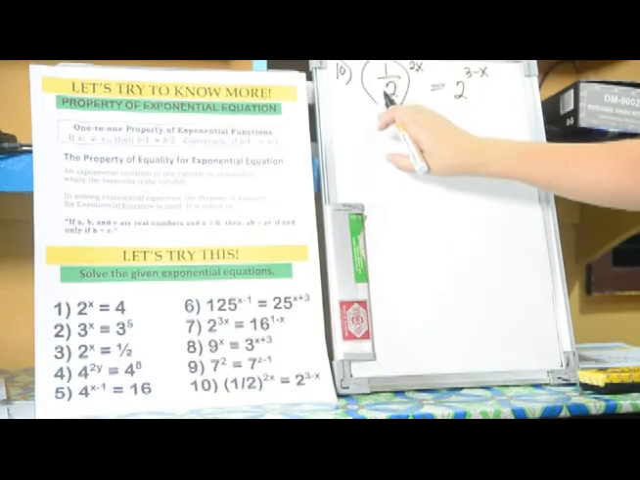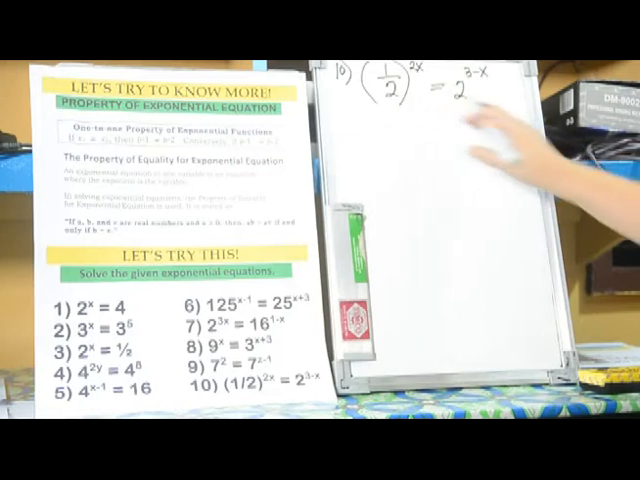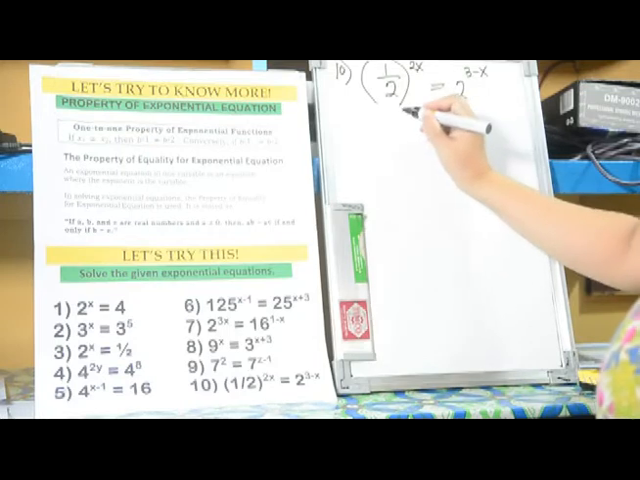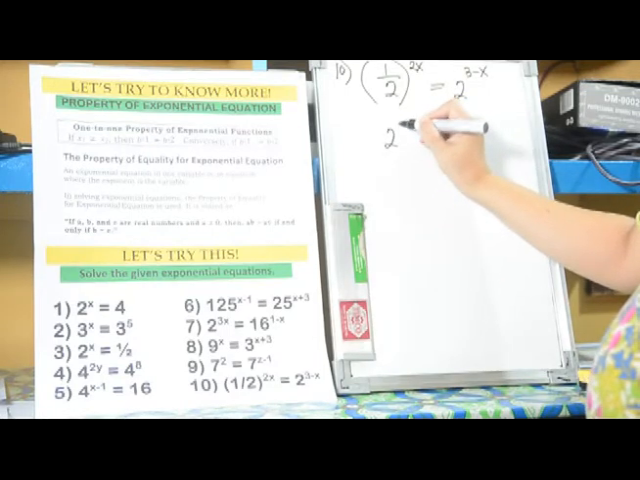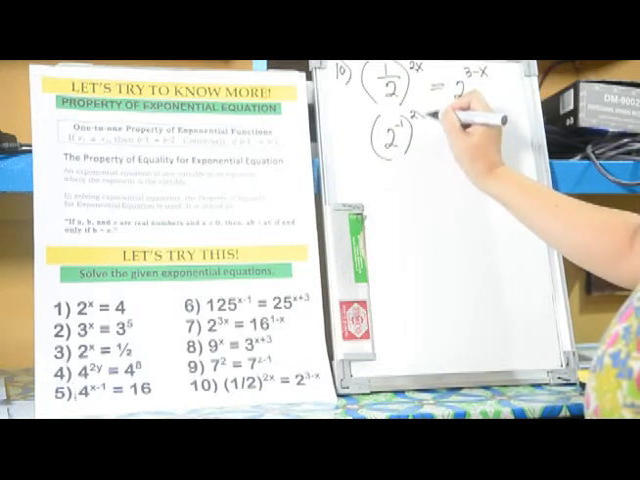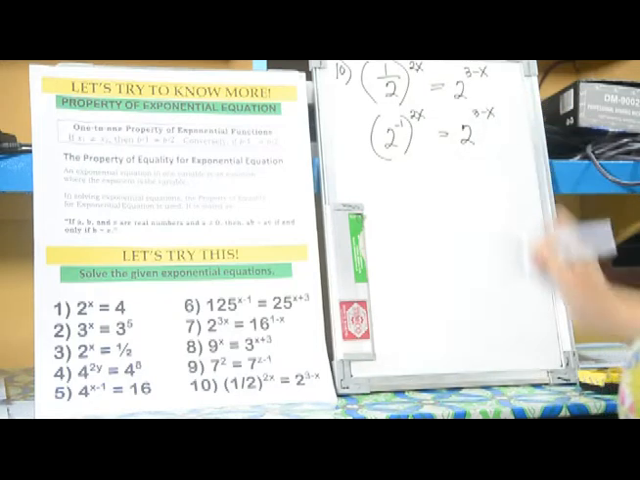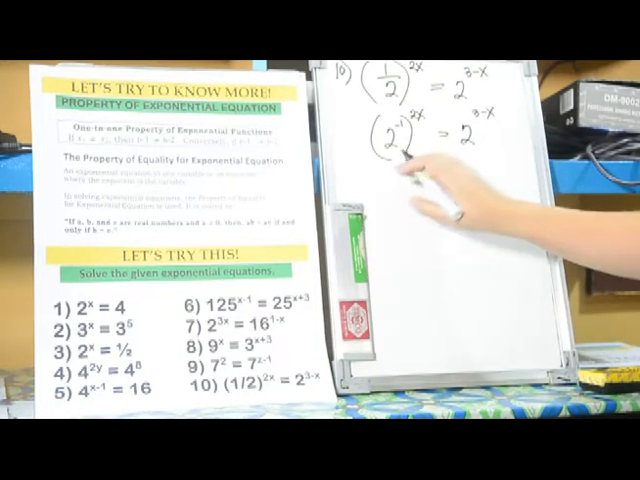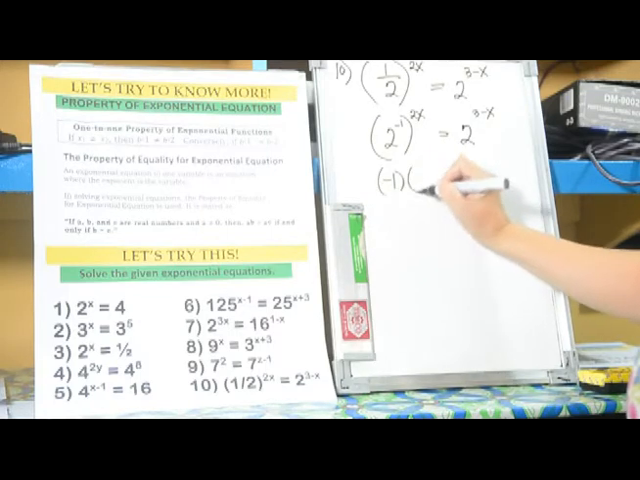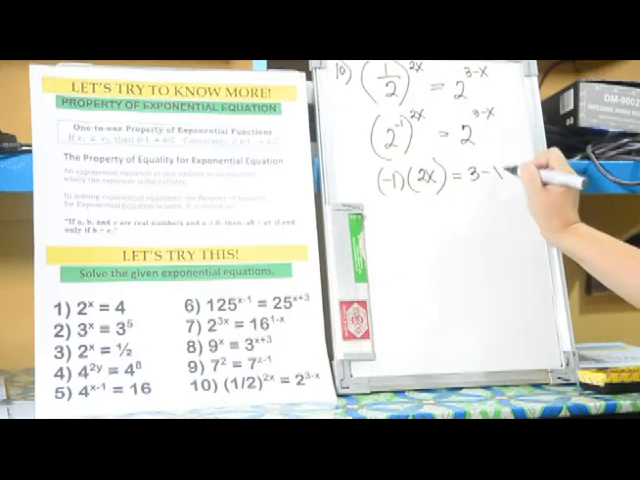So this one is a fraction and this is a whole number. Let's make this one of the same whole number. So we'll get the reciprocal of this in the laws of exponents. So we have 2 raised to the power of negative 1. Everything will be raised to 2x is equal to 2 raised to the power of 3 minus x. And then we have the same base as the whole number. So we have here negative 1 is being multiplied to 2x is equal to 3 minus x.